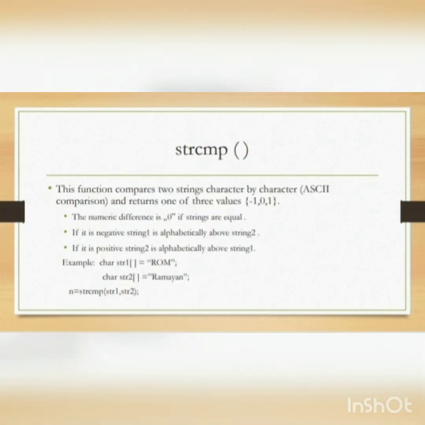strcmp. This is a built-in library function and is declared in the string.h header file. This function takes two strings as arguments and compares them and returns one of three values: -1, 0 or 1. Its syntax is as shown in the presentation.